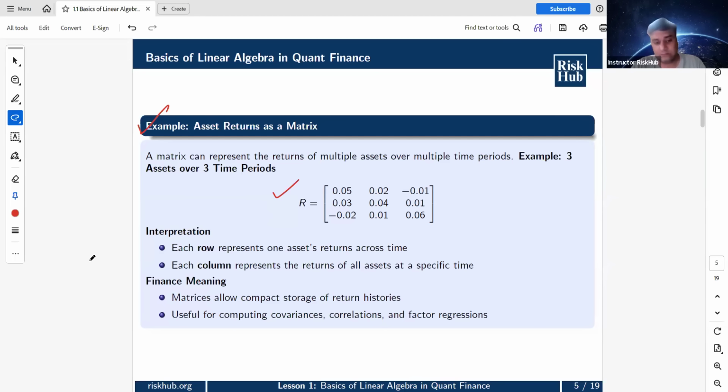Once data is in this form, we can calculate the average return of each asset. We can calculate the volatility of each asset. We can calculate the covariance of each asset, the correlation matrix, factor regression, and portfolio backtest, right? So the matrix is not just notation, it is the basic data structure behind quant finance. Each row represents one asset's return across time. Each column represents the return of all assets at a specific time. In finance, matrices allow compact storage of return histories, useful for computing covariances, correlations, and factor regression. Okay. With that, we move to the next slide.